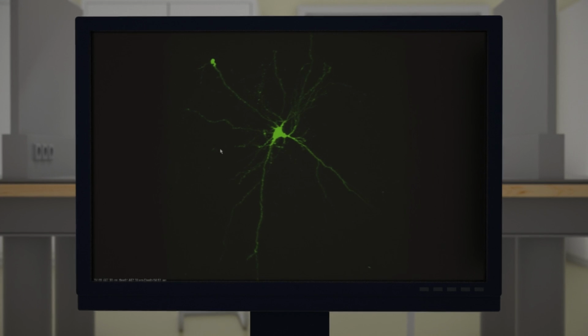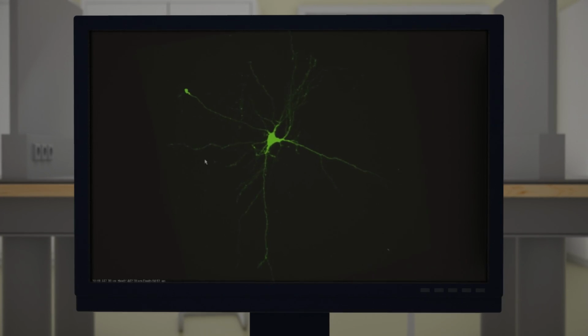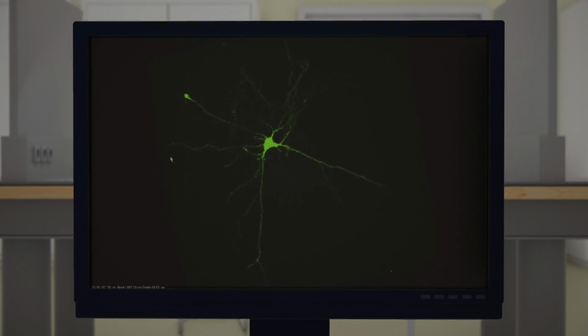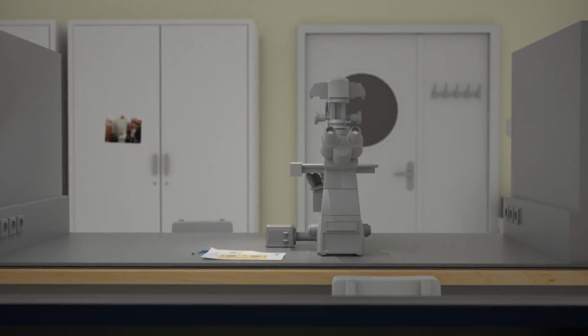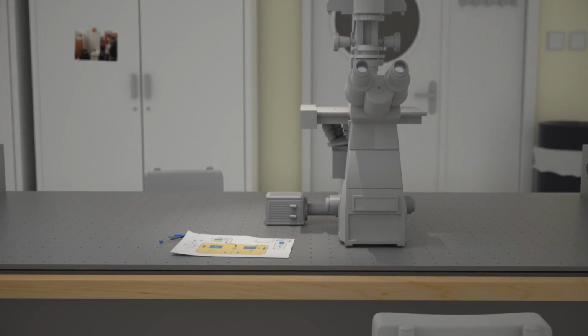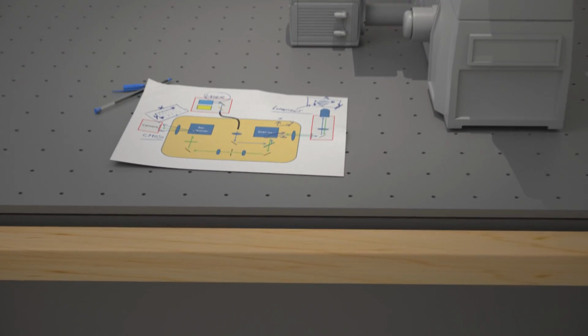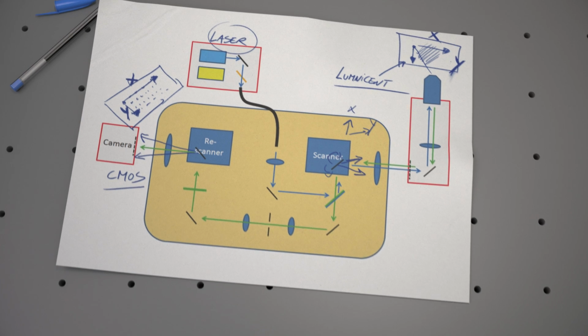This is a neuron cell imaged with a standard wide-field fluorescence microscope. We can observe the cell body, dendrites, and spines. And this is the same cell imaged with a confocal microscope, which clearly shows the 3D structure of the cell. But we can make this image sharper and smoother by using the Rescan Confocal Microscopy technology, or RCM.